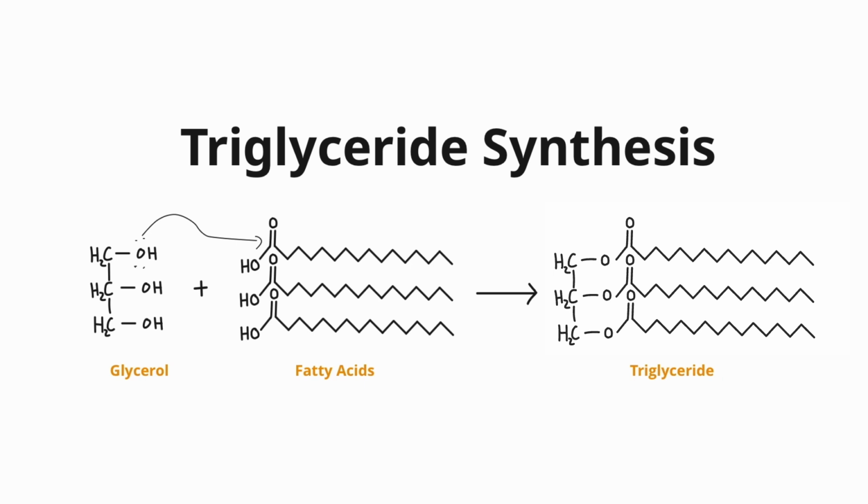That happens 3 times and you end up with a molecule called a triglyceride, which is basically just a glycerol attached to 3 fatty acids. The triglycerides are then sent from the liver through the blood to the adipose tissue where they are stored. And then in periods of fasting, when the body doesn't have glucose, it'll break down triglycerides for energy. And we'll talk more in depth about that process later in this video.